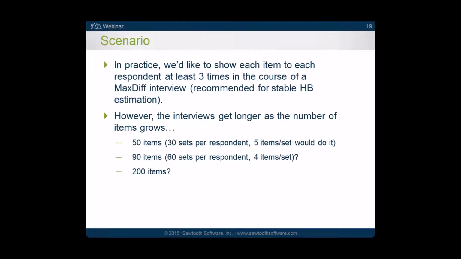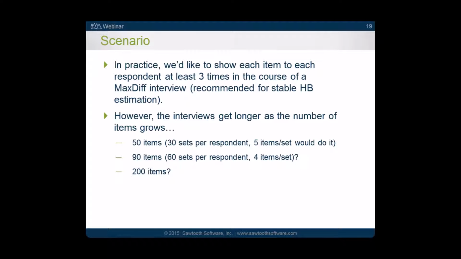Because in practice, we'd like to show each item to each respondent at least 3 times. That's what we need to do to get stable HB utilities. If we're using hierarchical Bayes, which we ordinarily are to estimate our models, we get stable individual respondent level data if each respondent sees each thing 3 times in the course of the interview. So, however, when you start to get large numbers of items, how are we going to do that? Because if we had even 50 items, well, we could show 30 MaxDiff questions per respondent and 5 items a set, and maybe we could get away with that. But if we had 90 items, do we really want to ask each respondent 60 MaxDiff questions with 4 items in a set? And what do we do if we have 200 items?